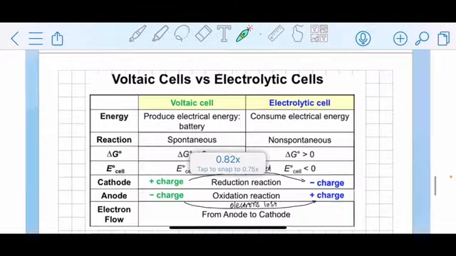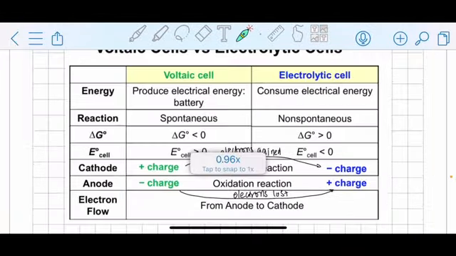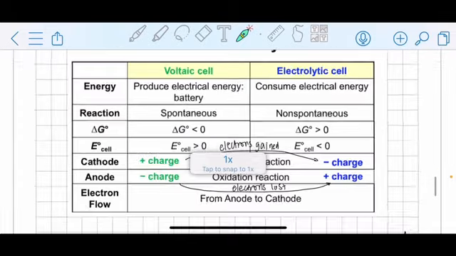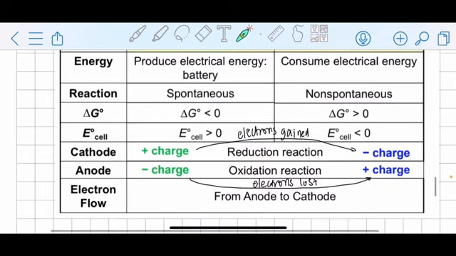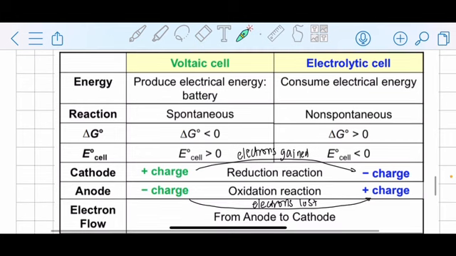Okay. Looking at voltaic and electrolytic cells. A voltaic cell, as we talked about, produces electrical energy, is spontaneous when the change in free energy is negative, and the E cell is positive. In contrast, an electrolytic cell consumes energy, is non-spontaneous, the change in free energy is greater than 0, and E cell is less than 0.